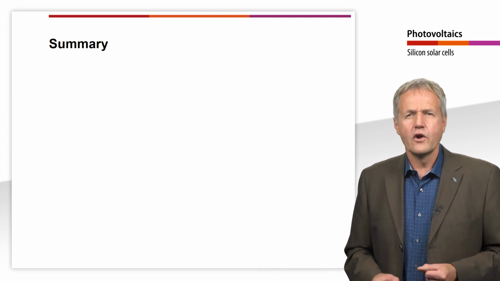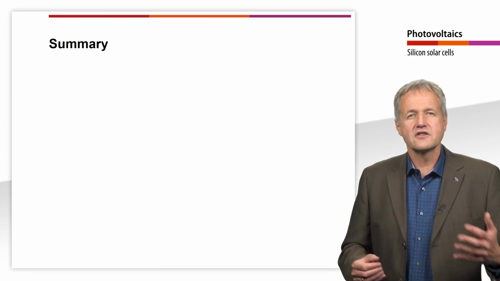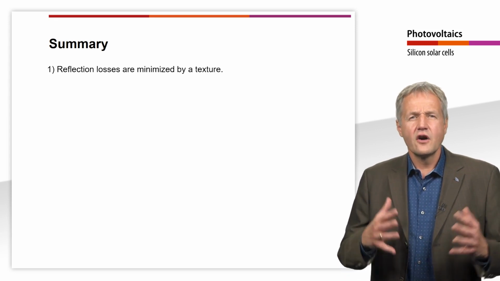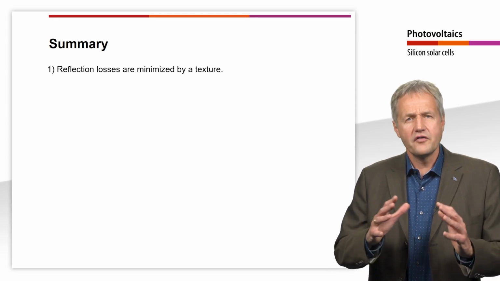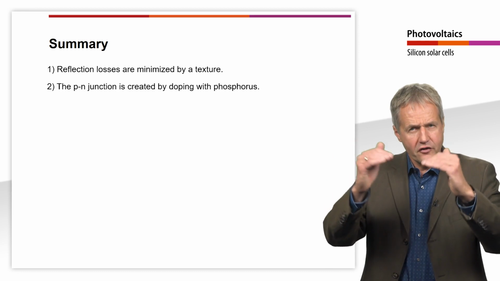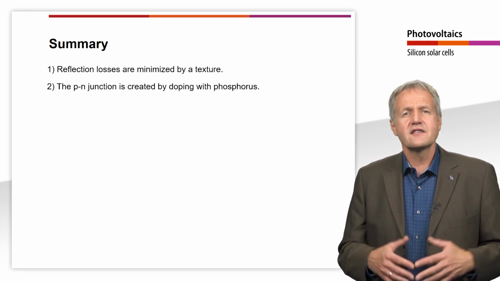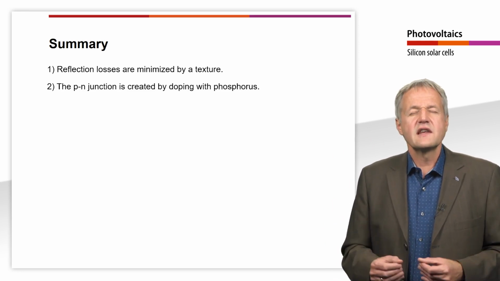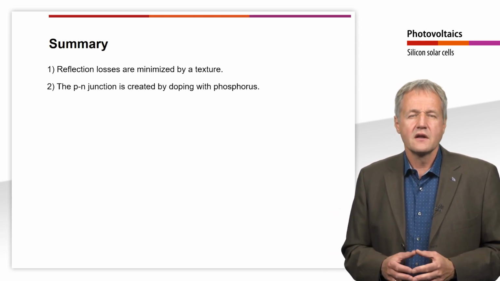In this lesson, we learned how a standard silicon solar cell is constructed today. The texture of the silicon surface significantly reduces the reflection losses of the solar cell. In a high temperature step, phosphorus diffuses into the silicon wafer and overcompensates its gallium doping several times. This then results in an N+P transition or junction.